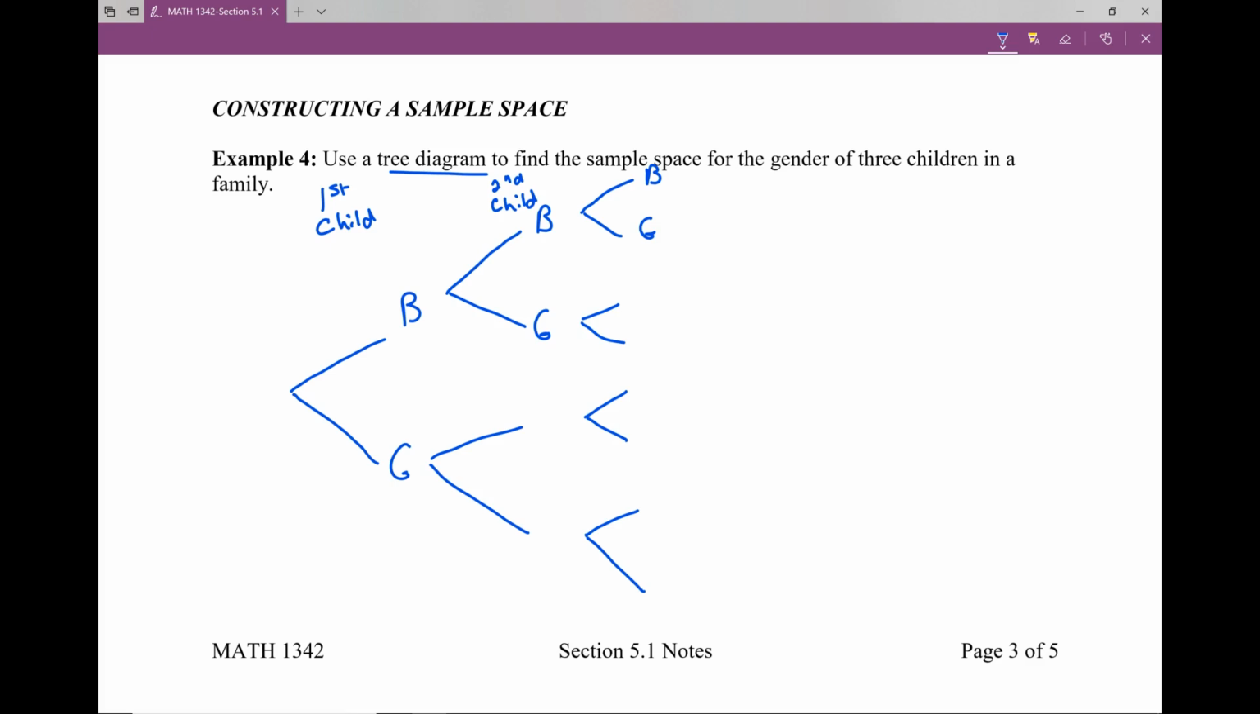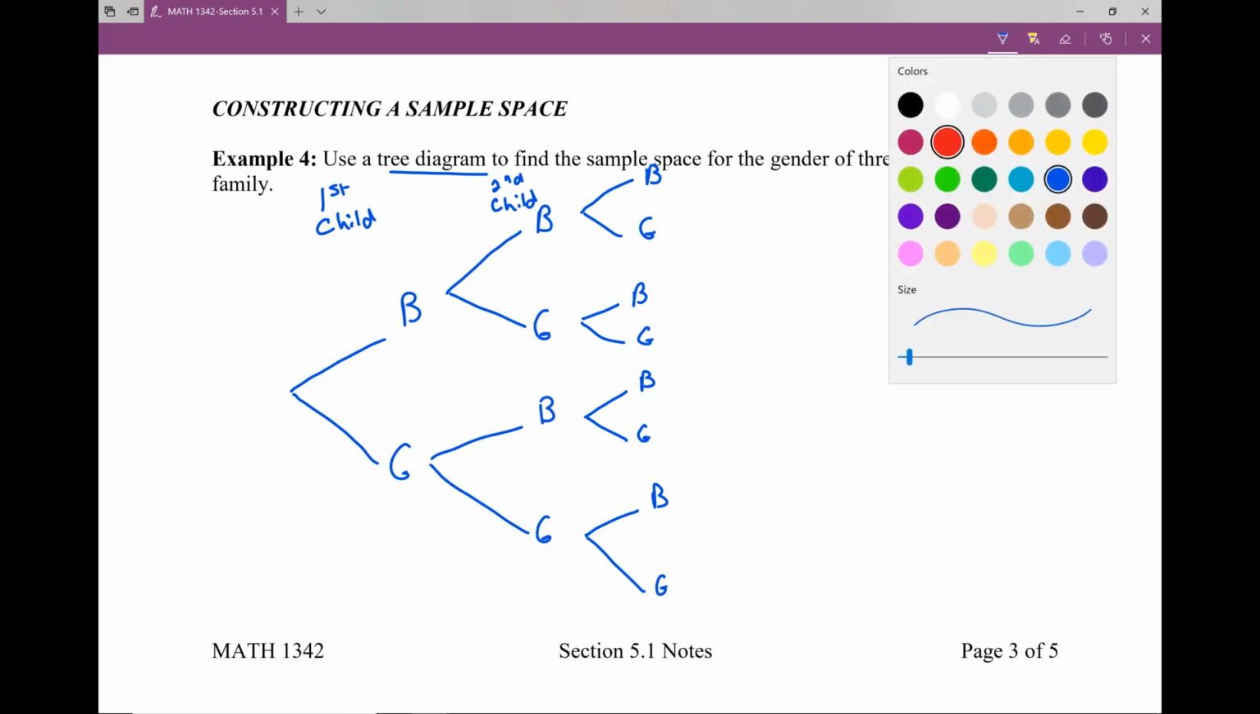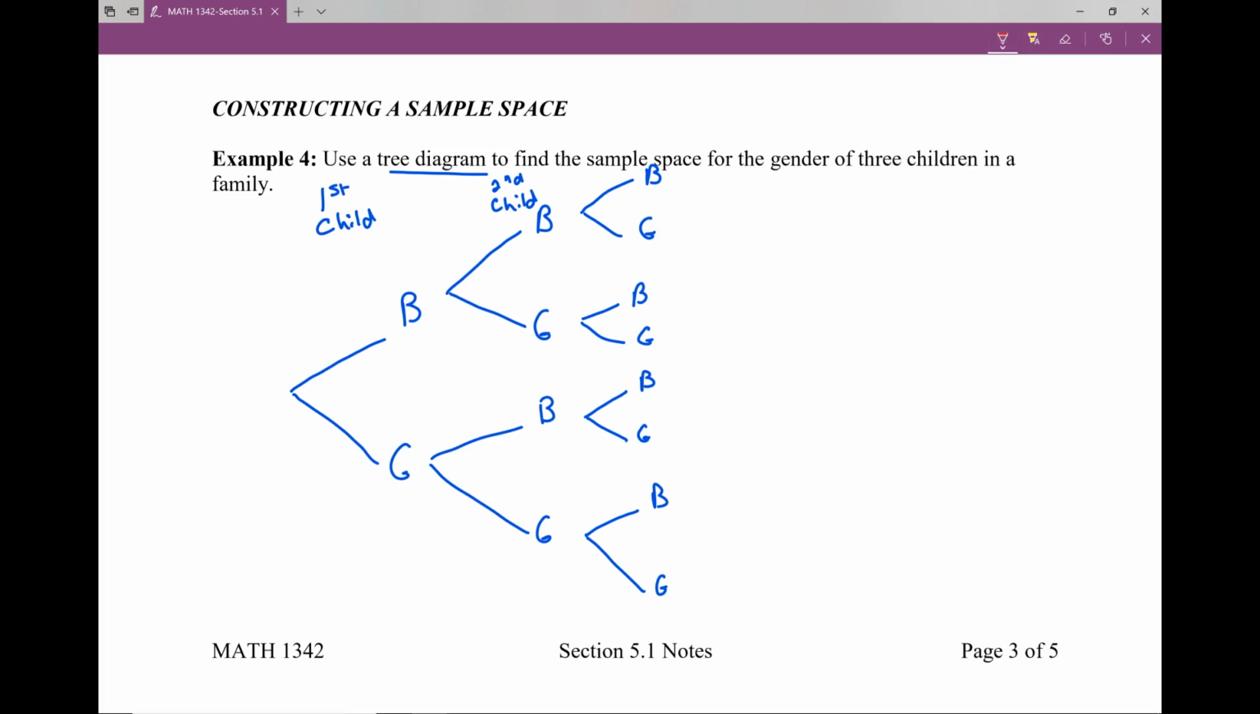I could have a boy or a girl, even if I had 2 boys already. If I had a boy then a girl, I could get a boy or a girl. If I had a girl the first time, my second child could be a boy or a girl. And my third child could be a boy or a girl. A boy or a girl. So notice that whatever happens on the first one doesn't change my possible outcomes for the second one or the third one.